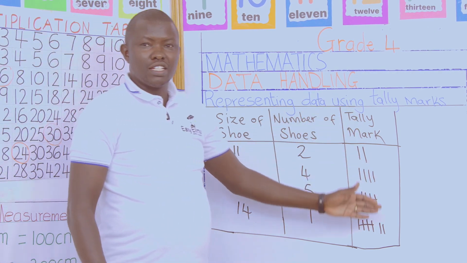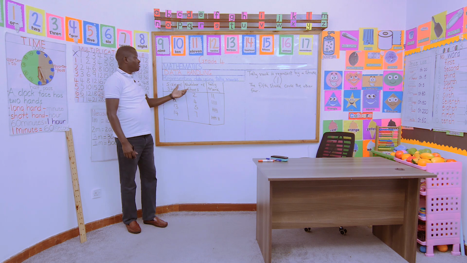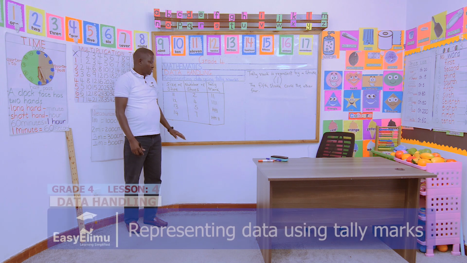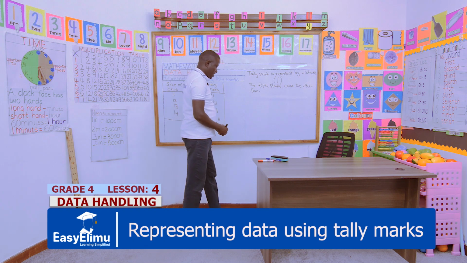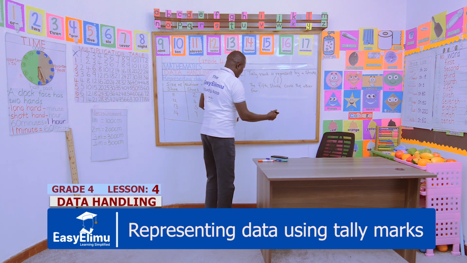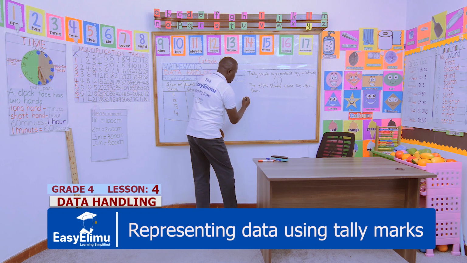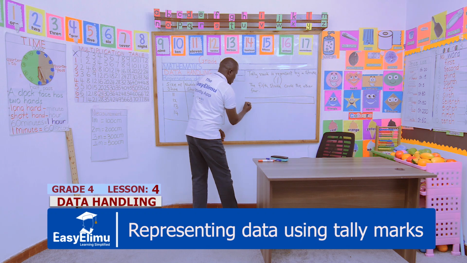And this representation is using the tally marks. We have already represented our data using tally marks. Tally marks are in the form of vertical strokes. The 5th one will run across, and you continue with others. Now, can we try this in our groups currently? Let us represent the following in our groups.